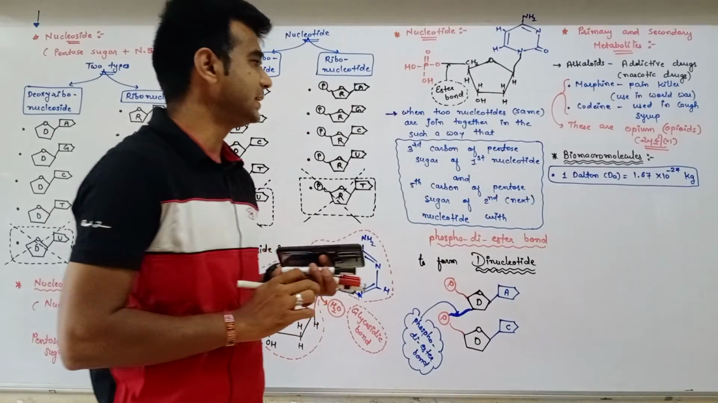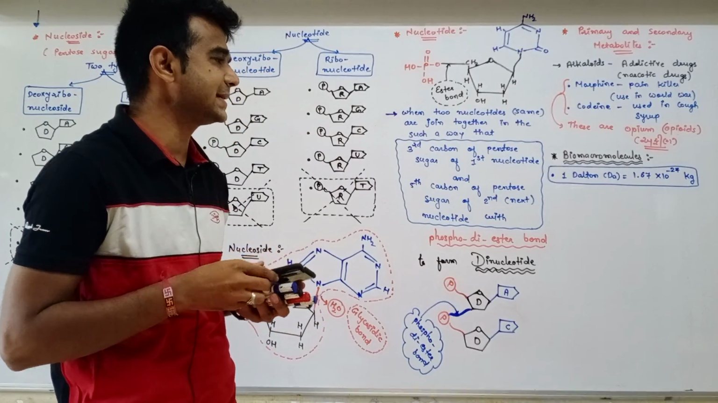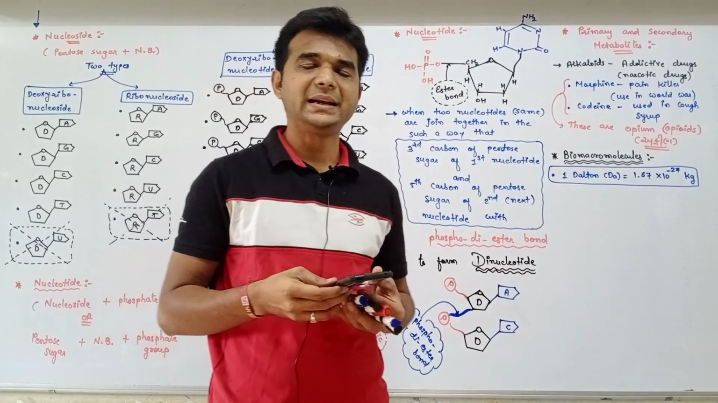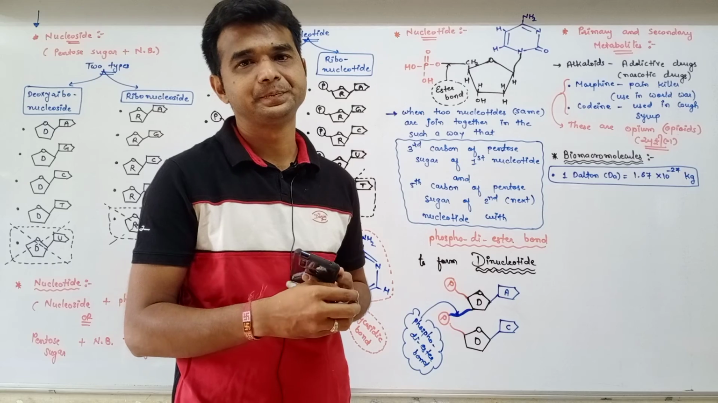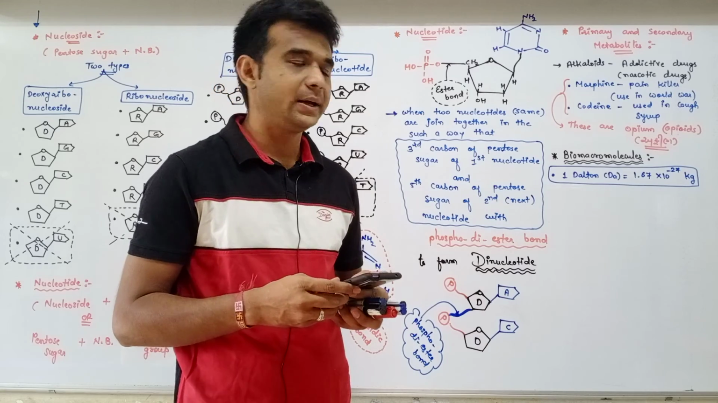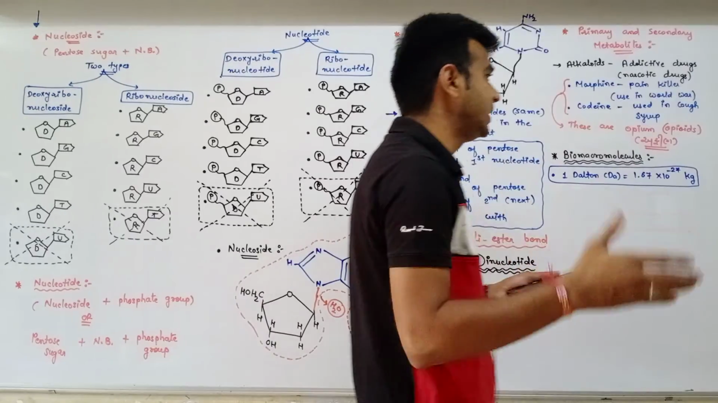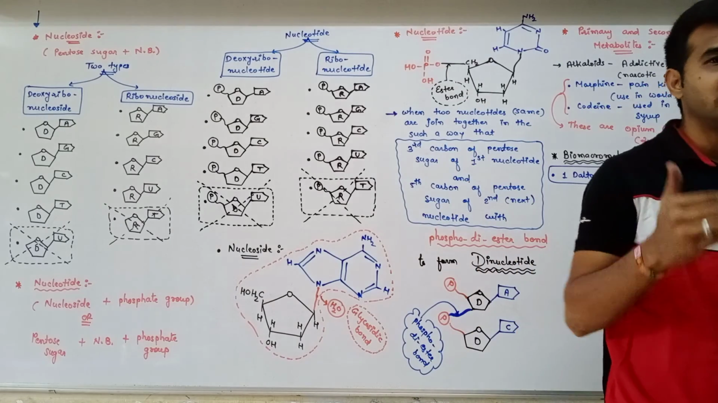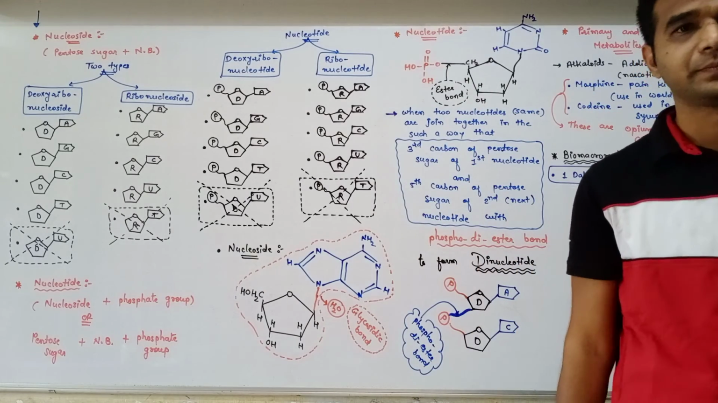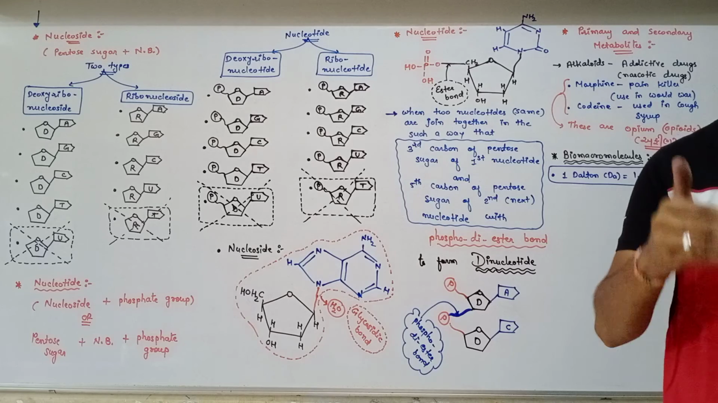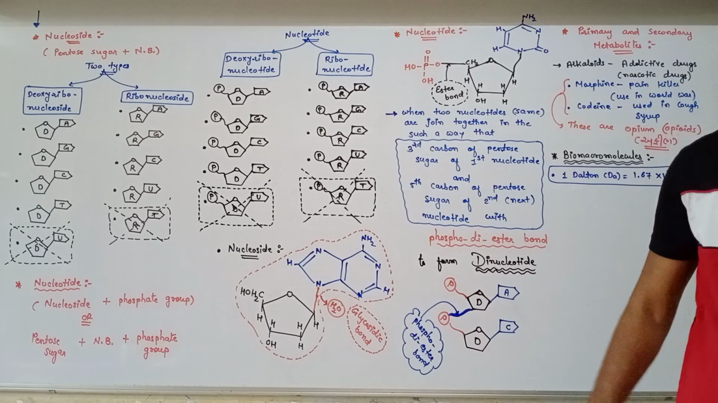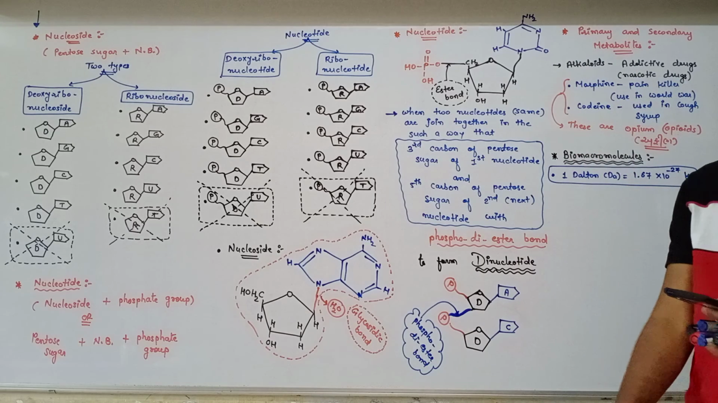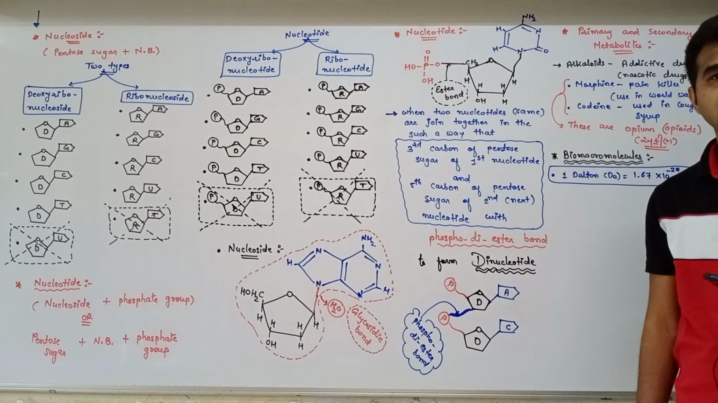1.67 into 10 raised to minus 27 kilogram. So the molecules which have molecular weight between 18 to 800 Dalton, all these molecules are included in the acid soluble pool.